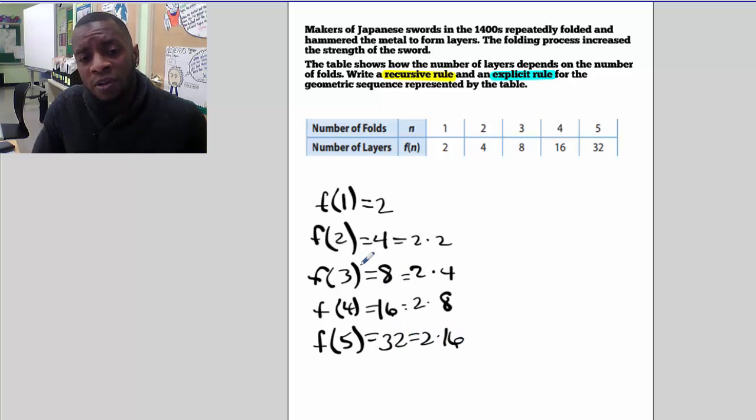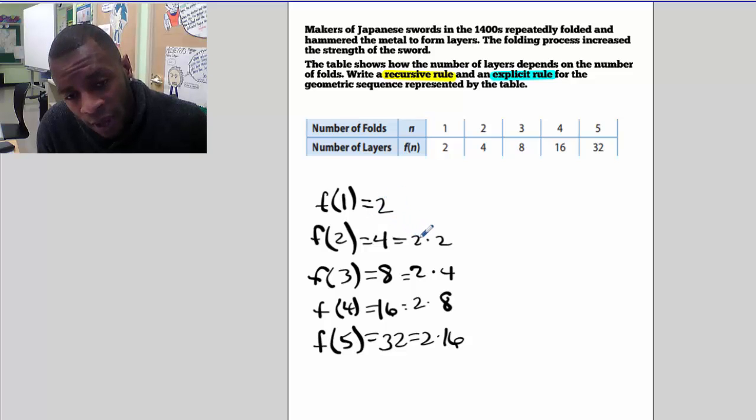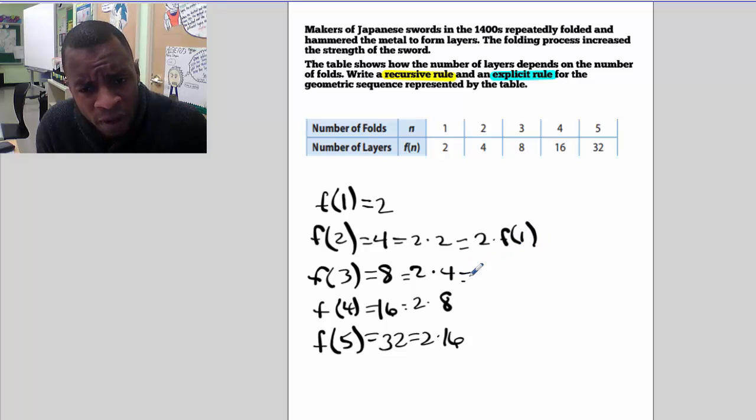If you notice, as we progress from one term to the next, we are taking our constant, 2, and multiplying it by the previous term. So here we have 2 times our previous term. This is actually 2 times f of 1. Here, this is 2 times f of 2.